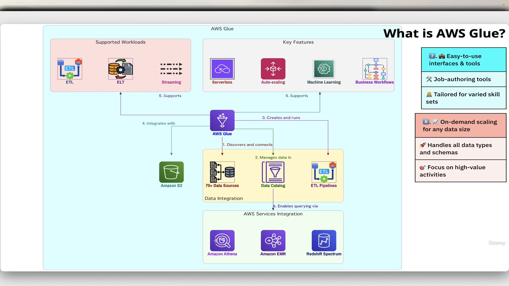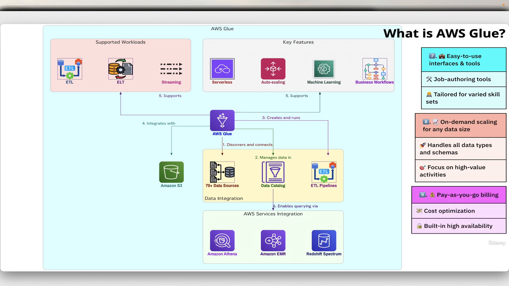AWS Glue can scale on demand, handling any data size and supporting all data types and schema variances. This scalability allows you to focus on high-value activities and maximize the value of your data, rather than worrying about infrastructure limitations. To increase agility and optimize cost, AWS Glue offers a pay-as-you-go billing model combined with its built-in high availability. This pricing structure helps you manage expenses while ensuring reliable performance.